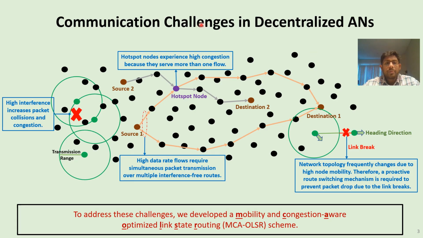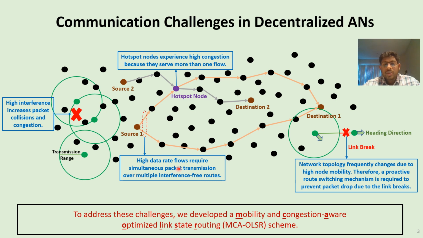There are a lot of different communication challenges, especially in a decentralized airborne network. For example, due to high node density, nodes can interfere with each other's transmission. This causes packet collisions and leads to high congestion in the network. When there are multiple flows in the network, some nodes can serve more than one flow. We call these nodes hotspot nodes, and they experience very high congestion.